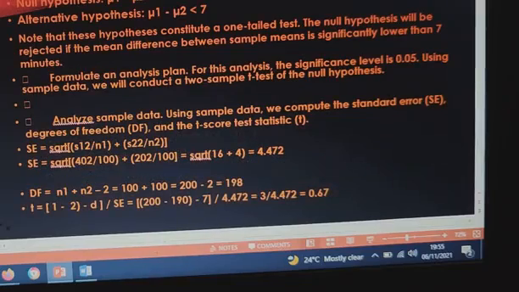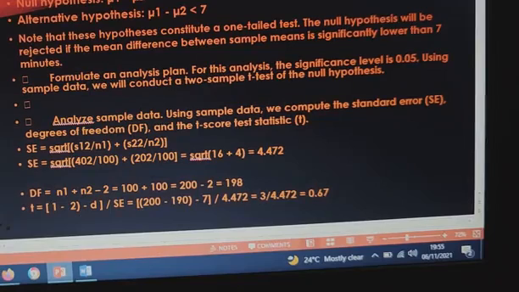State the hypotheses. The first step is to state the null hypothesis and an alternative hypothesis. Null hypothesis: mu1 minus mu2 less than or equal to 7. Alternative hypothesis: mu1 minus mu2 greater than 7. Note that these hypotheses constitute a one-tailed test. The null hypothesis will be rejected if the mean difference between sample means is significantly greater than 7 minutes.